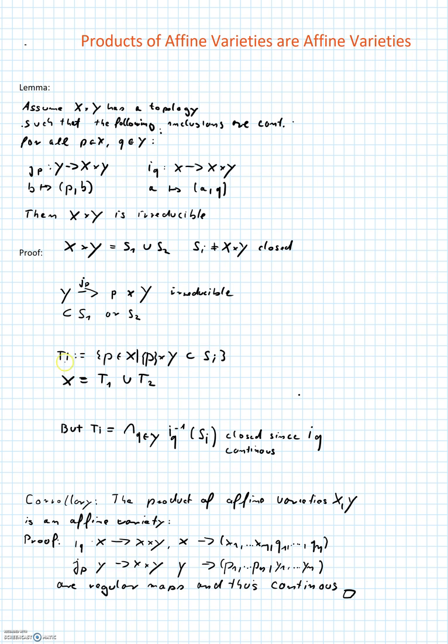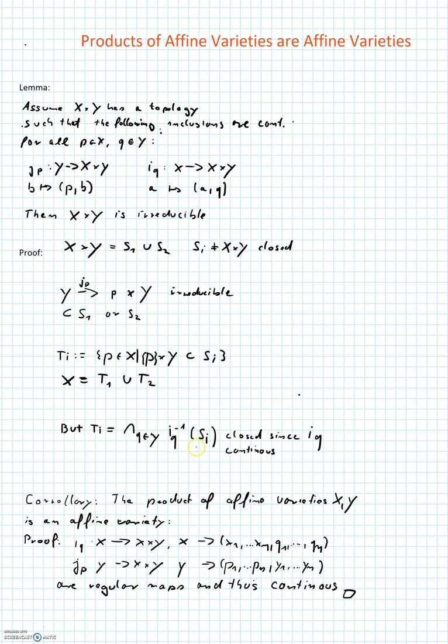So we can define sets T_i as the set of points p in X such that p cross Y is a subset of S_i. And then we can write X as a union of T1 and T2. But T_i is nothing but the intersection over all q in Y of the pre-images of the maps i_q of the sets S_i.